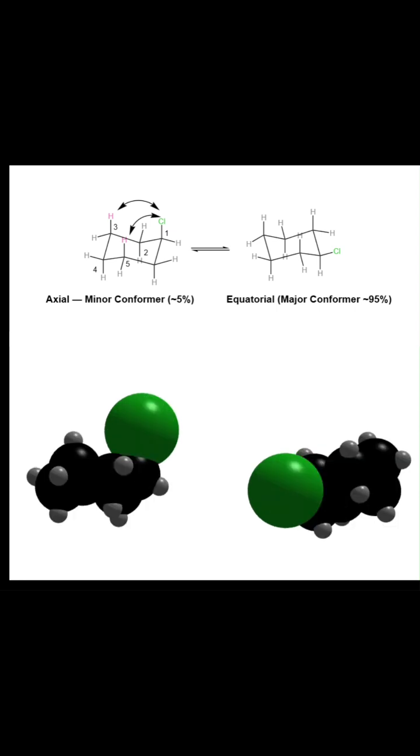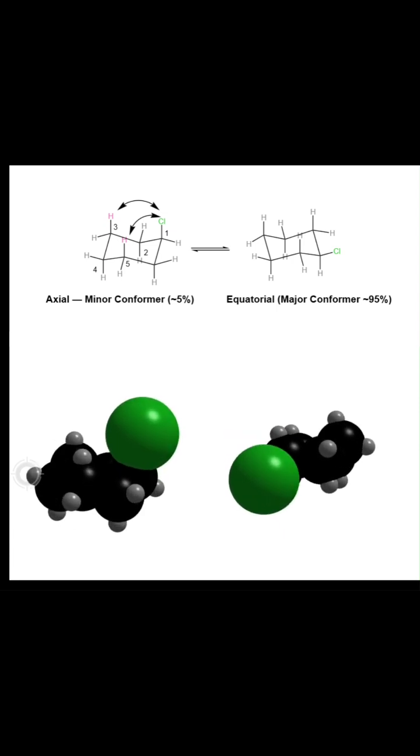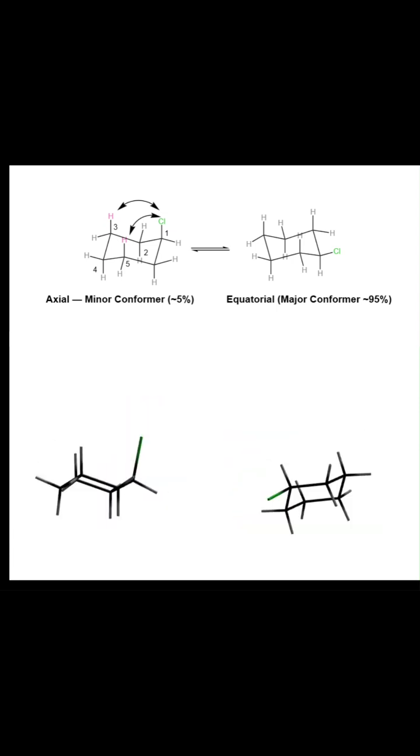In your diagram: conformation, Cl position, 1,3 diaxial interaction, stability. Left, equatorial: no significant Cl–H 1,3 diaxial interaction, major, 95%. Right, axial: Cl interacts with H at C3 and C5, minor, 5%.